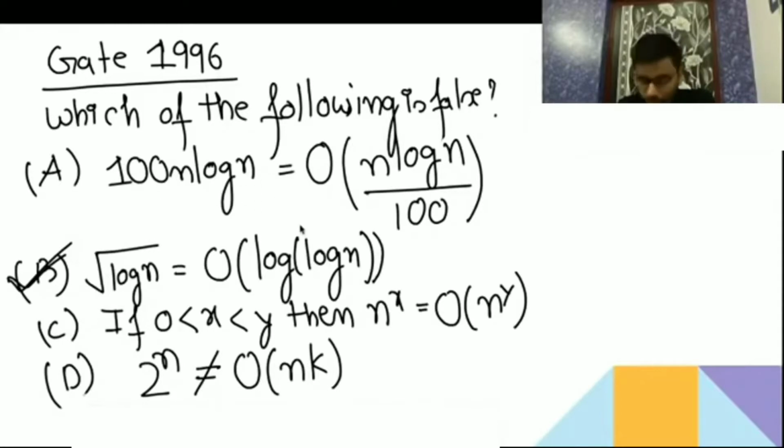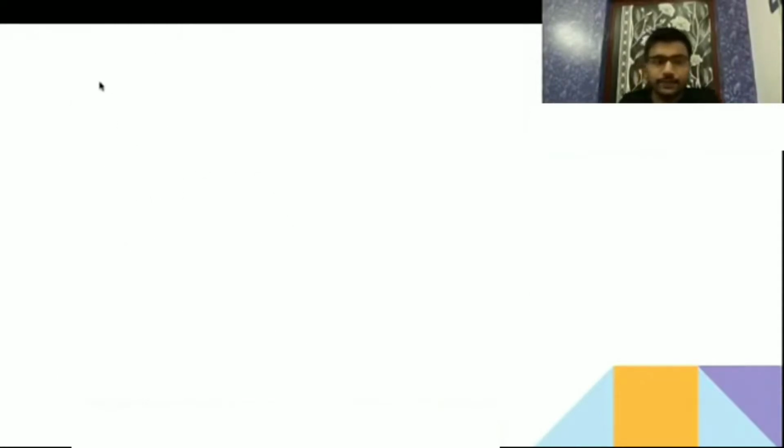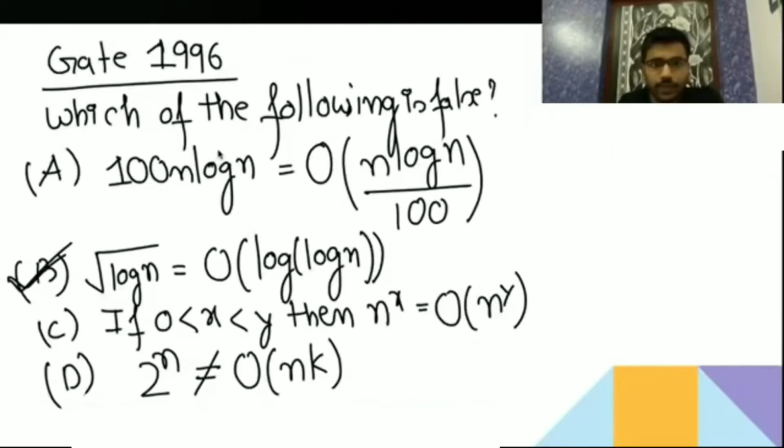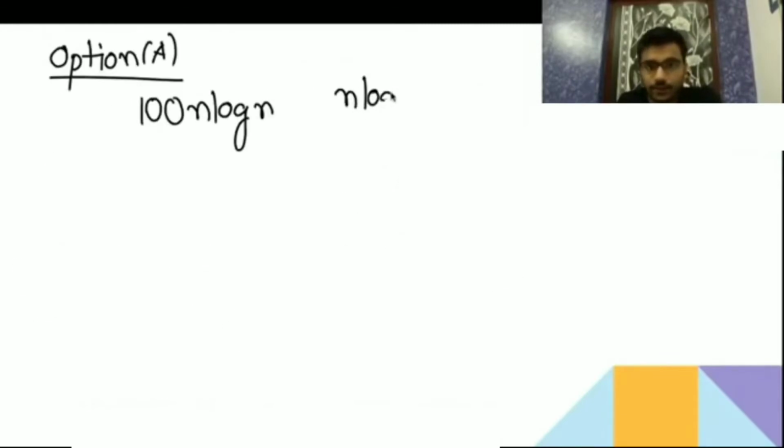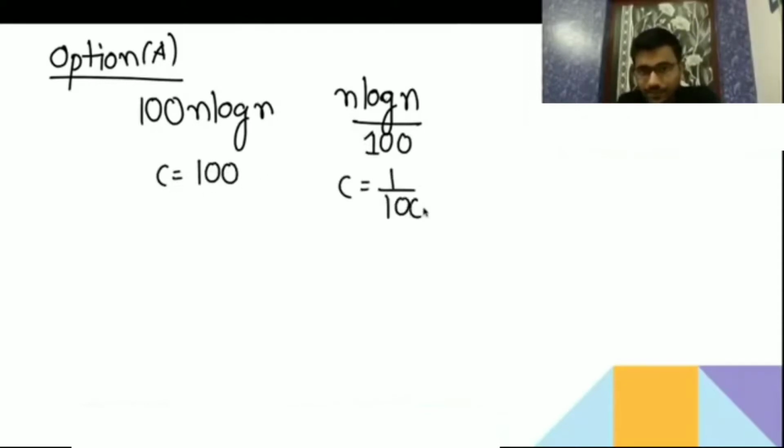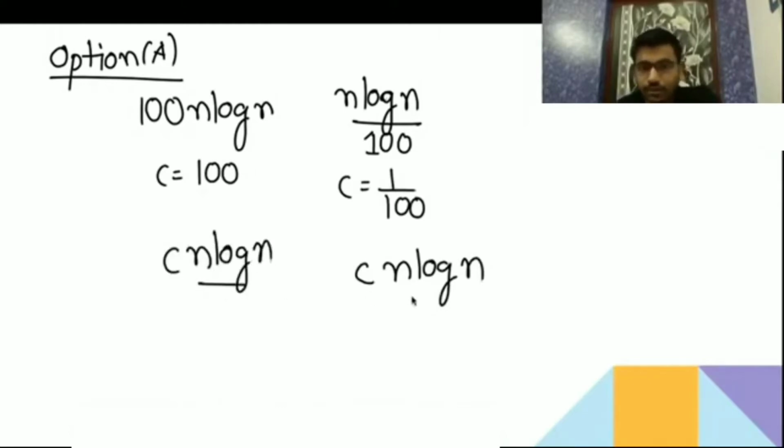Now we will go one by one. Option A is having 10 n log n, and here it is having n log n by 100. So here the constant C is 100, and here C is 1 by 100. It's like C n log n, where C is the constant, and here also C n log n. So these two terms are going to be the same.